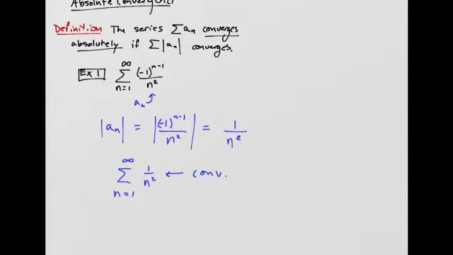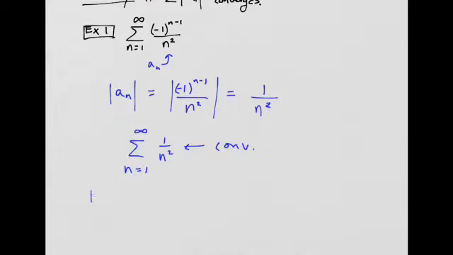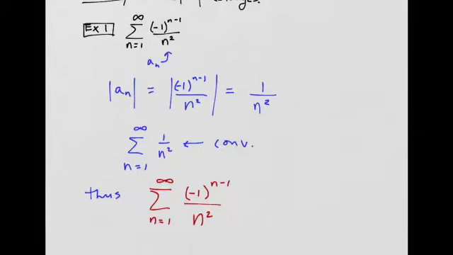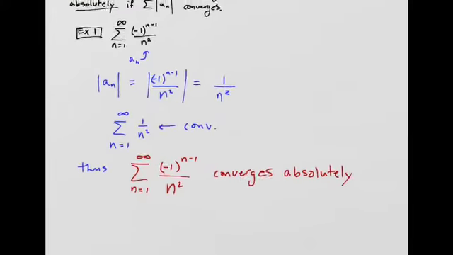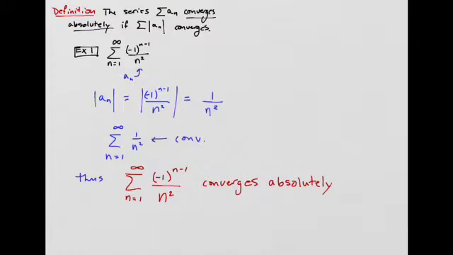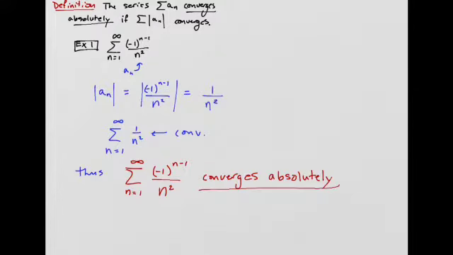So by the definition of absolute convergence, we can say, thus, the series, the sum of negative 1 to the n minus 1 divided by n squared from 1 to infinity, converges absolutely. So here we have one thing that we're able to say about alternating series. This is an alternating series because the terms alternate from negative to positive to negative to positive, or positive to negative, positive to negative. Hopefully that makes sense. So here, this series converges absolutely. That's a certain type of convergence. But in a moment, we're going to see that this implies something else as well.